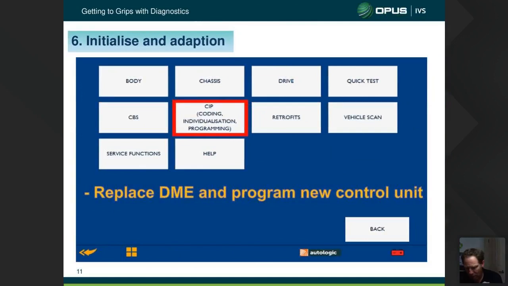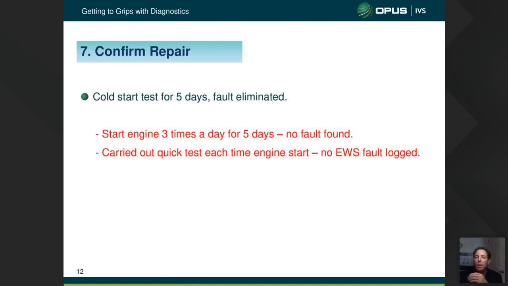When we replaced the CAS module on this vehicle, we had to program the new module, and this is step number 6, initialize and adaptation. So with BMWs, we've got to reprogram it, and the beauty with BMW, we've got complete program access on all their modules. So we go into CIP, we follow the instructions, and we put the new software in.